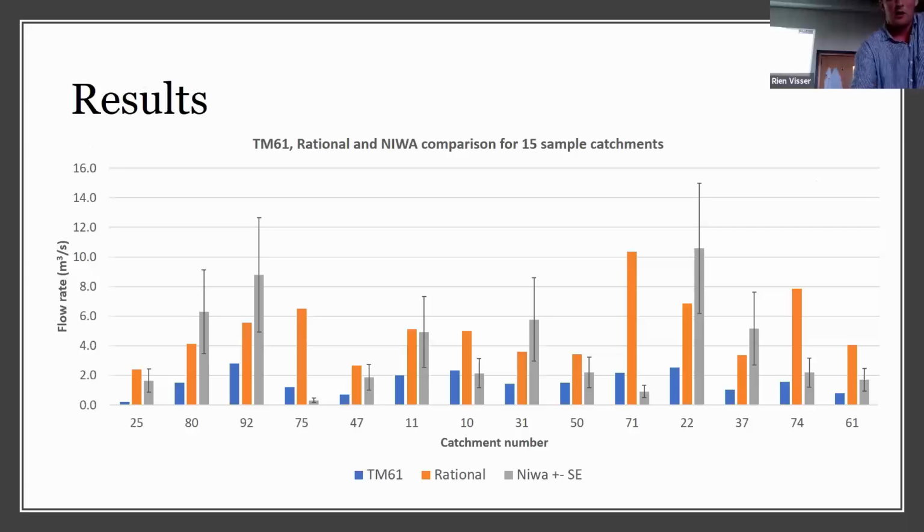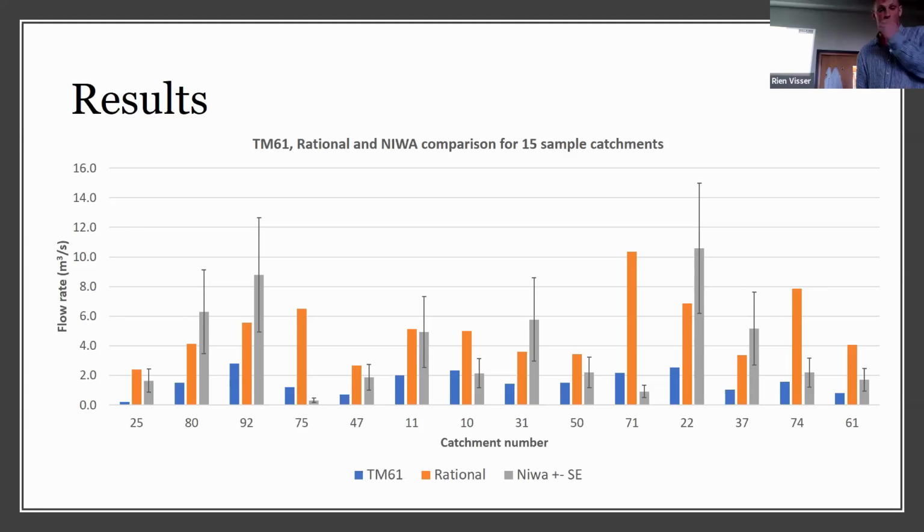So the results: this is just a sample of 15 catchments. All these 15 are ones that are less than 100 hectares. And there were some recognisable trends found, which can be seen in catchments 80, 92 and 22. They all follow similar patterns where the NIWA method gives the highest estimate, followed by the rational and the TM61.